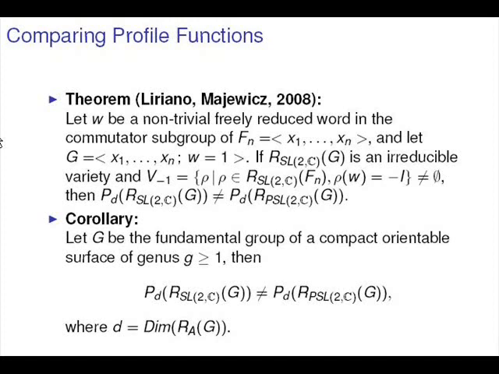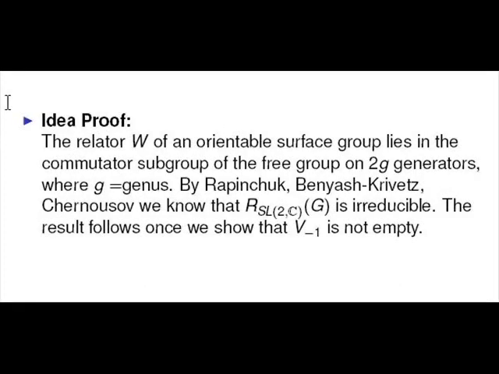Now, a consequence of this immediately is, let G be the fundamental group of a compact orientable surface of genus g greater or equal to 1. Then the profile function of G over SL2 complex does not equal the profile function of G over PSL2 complex, where D is equal to the dimension of R_A of G. Now, let me actually show you why that works. The relator W of an orientable surface group lies in the commutator subgroup of the free group on 2g generators, right? We know that, where g is the genus.